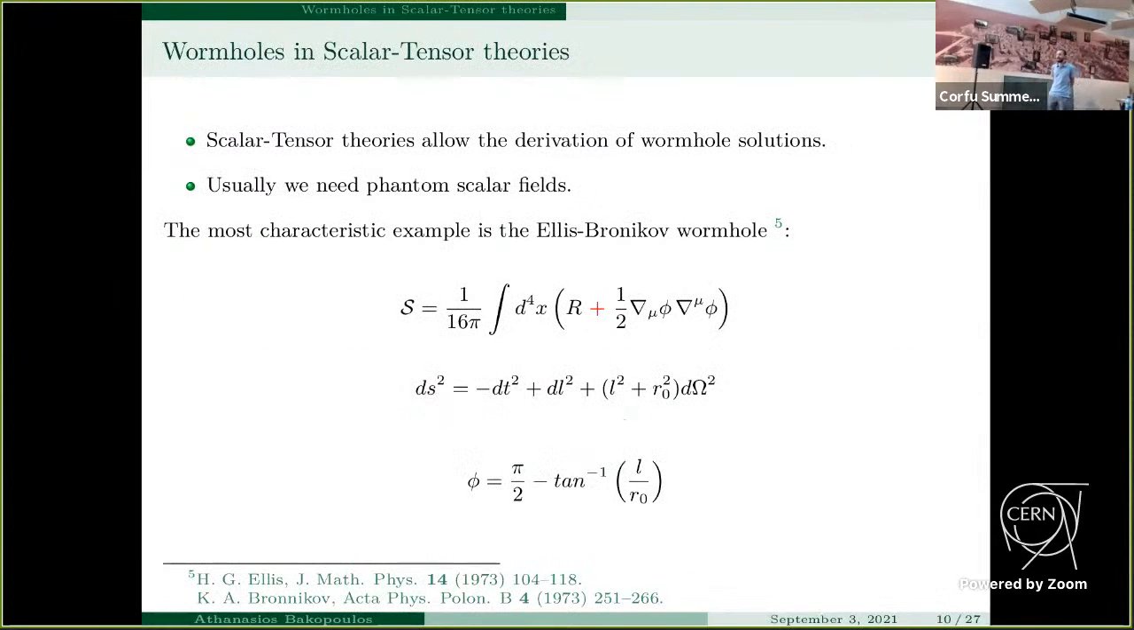In scalar tensor theories, we may also derive solutions for wormholes. In this case, we may find solutions with a traditional method by solving the differential field equations. However, we usually need phantom scalar fields. The most characteristic example is the Ellis-Bronnikov wormhole, which is described by this solution. And note here that we have the opposite sign in front of the kinetic term, and therefore this field is a phantom one.